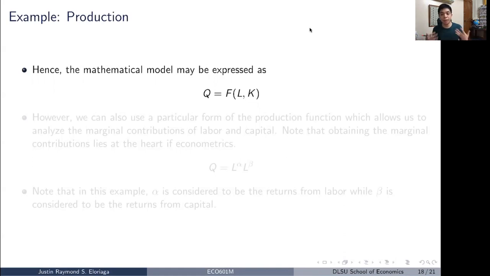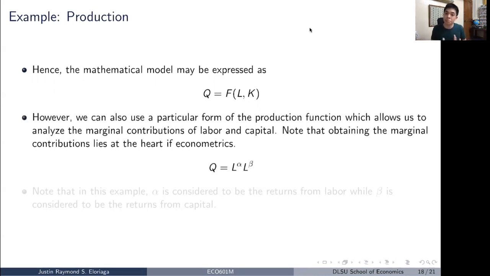Now, a key thing you would want to know about the phenomenon of production is analyzing these marginal contributions, and these marginal contributions lie at the heart of econometrics. What do I mean by this? When you're analyzing production, you want to know what contributes to production. What are the things I should be considering? What variables does production have a relationship with? Here, we pegged it at labor and capital, and labor and capital have marginal returns to production. If you increase labor by a unit, how much would production increase? If I increase capital by some amount, how much would production increase, and so on.